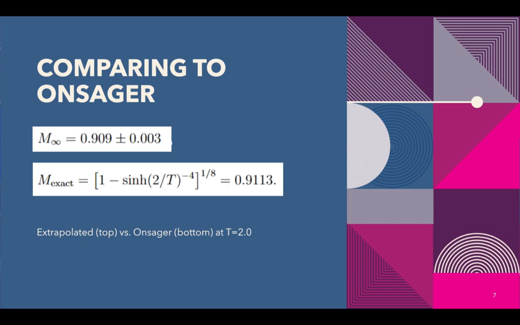I then compared the values to Onsager's exact formula, which gave 0.9113 at T is 2. And my extrapolated value gave 0.909, so I was within 0.3%, which, first of all, I was shocked was so close, but second, it showed that the simulation and the extrapolation method work.